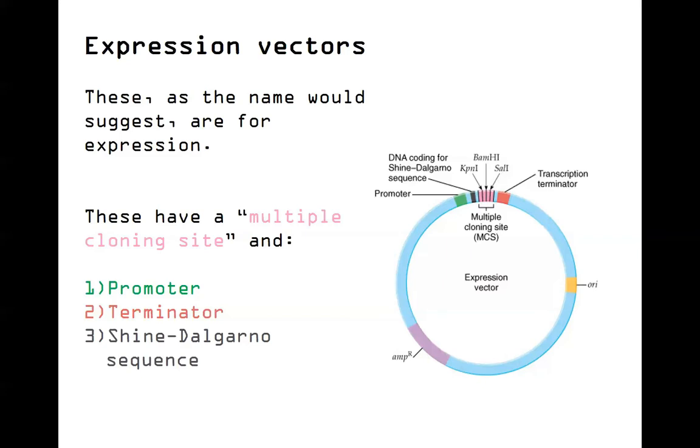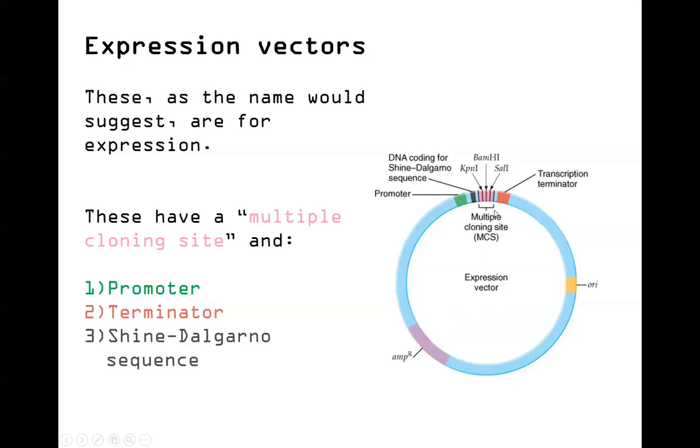We'll also have a selectable marker, just like we talked about in the last video. This particular one is for ampicillin resistance. It's an antibiotic resistance, a pretty common one. So there's a lot going on here, just day-to-day business for a plasmid. And the stuff up here has to do with actually getting expression from this vector.